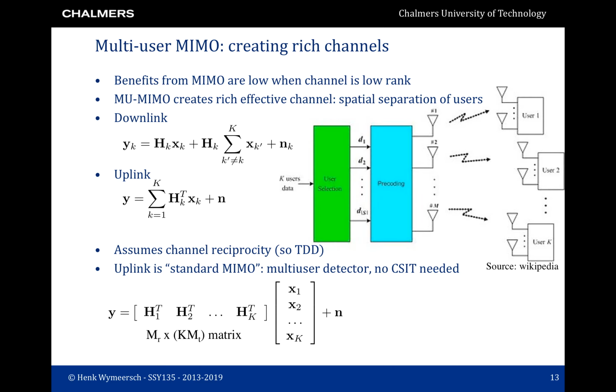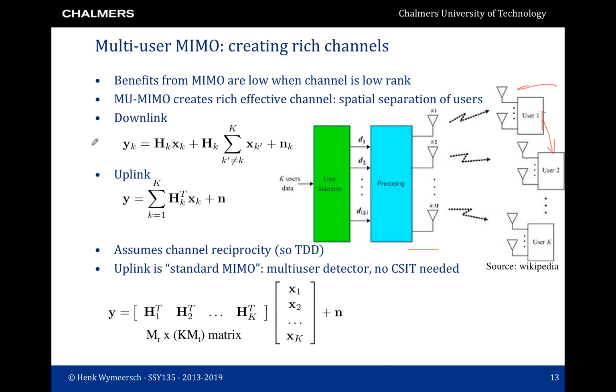So in multi-user MIMO, we are trying to find a new way to create rich channels. In single-user MIMO, the benefit from adding more antennas is low because the channel rank tends to be low, even under a large antenna regime. In multi-user MIMO, we create rich effective channels through the spatial separation of users. The picture on the right shows we have a base station and a multi-antenna receiver which comprises different users. And because those users are separated in space, the channel tends to be rich.